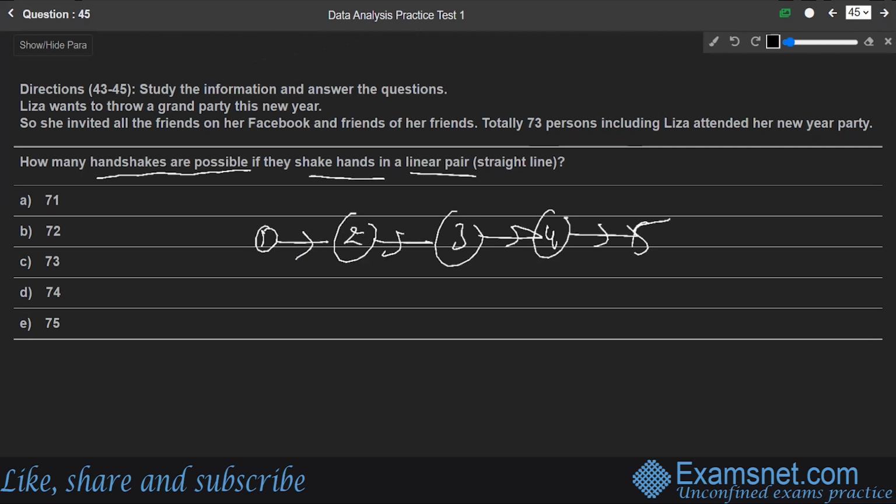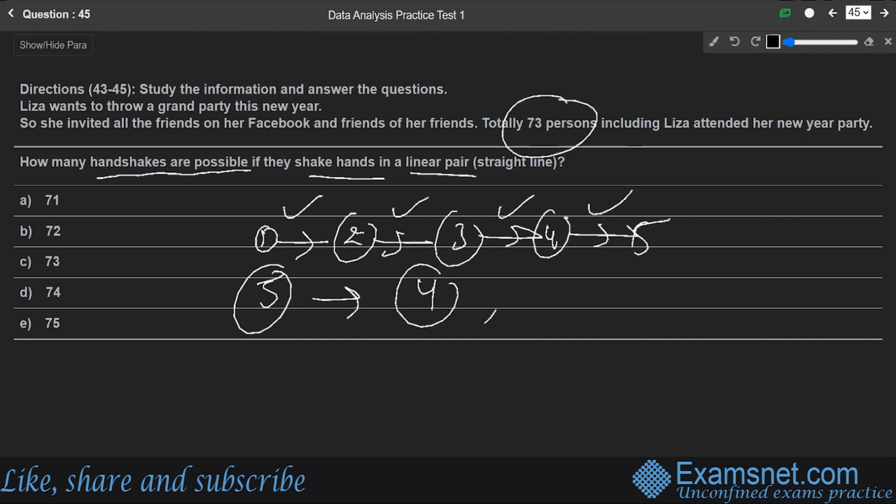So how many handshakes are done? One, two, three, four. So when people shake hands in a straight line, if there are five people involved, the handshakes possible are just four. So in a line, the handshakes are one less than the total number of people in the group. How many people do we have in the group? 73. So the total number of handshakes in the line will be 73 minus 1, that is 72 handshakes. That is available in option B, and that becomes the right answer.